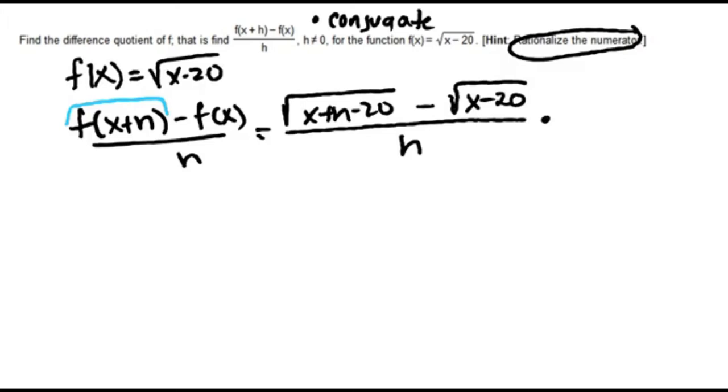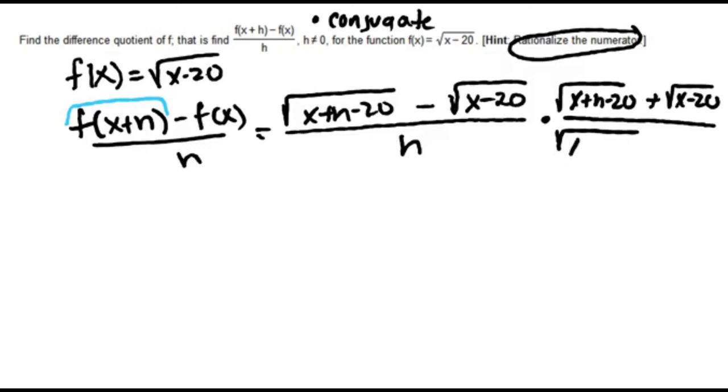So we're going to multiply by square root of x plus h minus 20 plus square root of x minus 20. And we're going to do that on both the numerator and the denominator. And the reason why we're doing it on both the numerator and denominator is because we're multiplying by a form of 1. And multiplying by 1 doesn't change the expression.